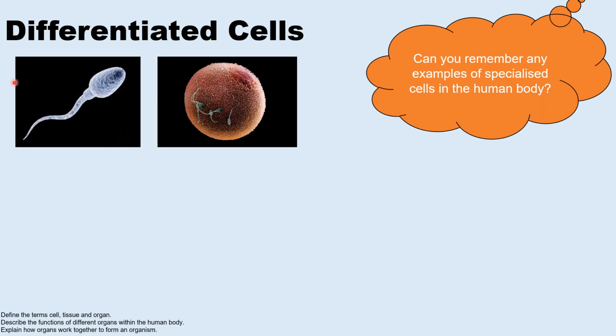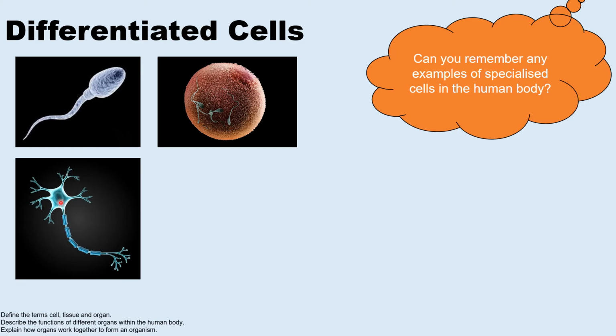Let's start with these two. We've got the sperm and the egg cell. These are specialised because they are gametes. That means they have half the number of chromosomes that normal body cells would have, because they combine and form a new cell which has 46 chromosomes, and that is the start of a new organism, which would be a baby in this case.